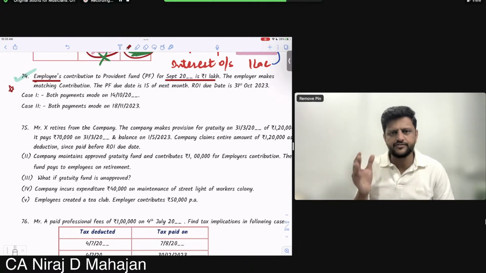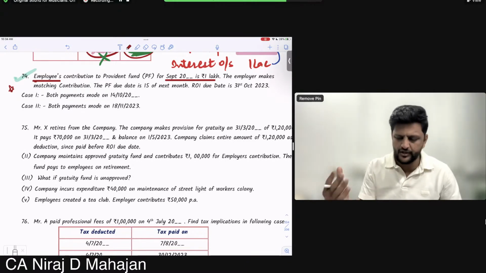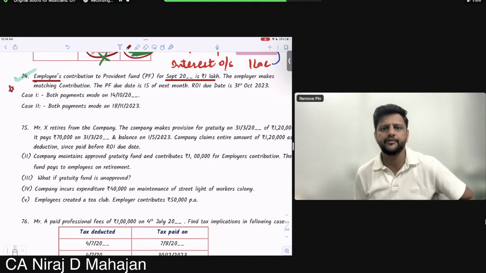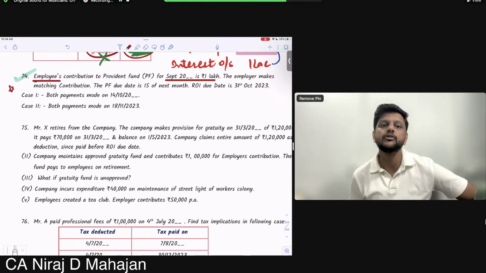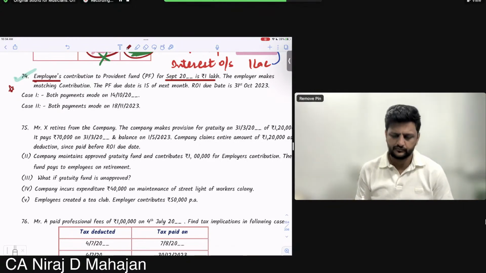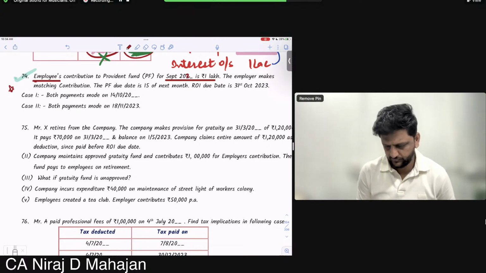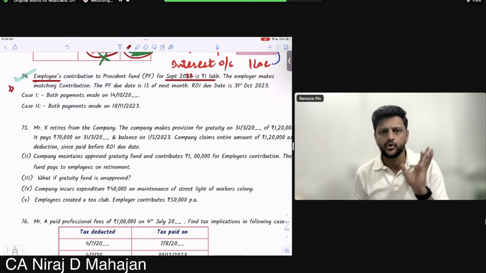The Provident Fund due date is 15th of the next month. This is clear, we had already seen this also. So what is the due date for Provident Fund for the month of September 22? 15th October. Clear?